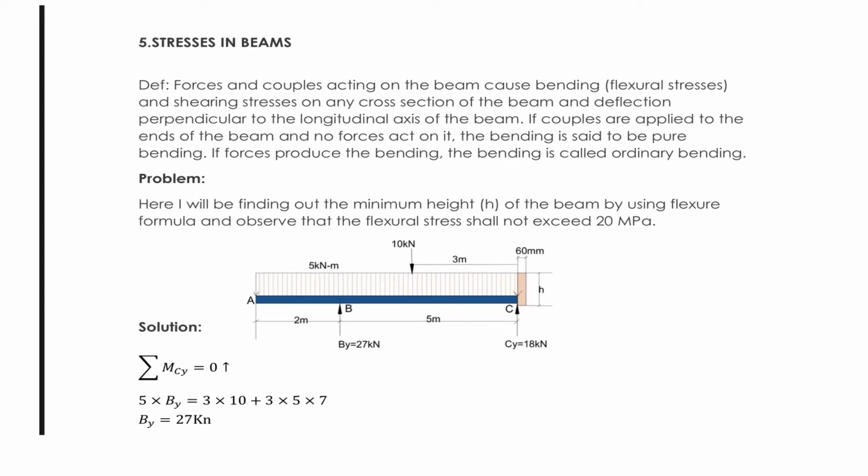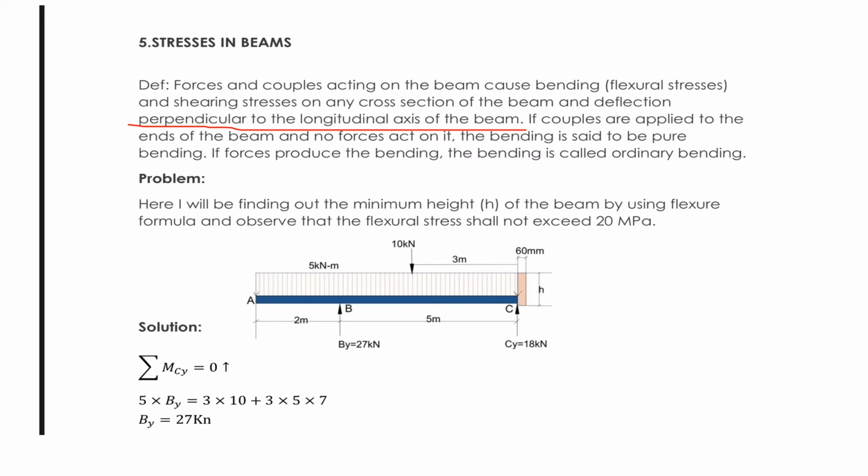And the fifth lesson module is stresses in beam. Forces and couples acting on the beam cause bending, flexural stresses, and shearing stresses on any cross section. Any cross section of the beam will deflect perpendicularly to the longitudinal axis of the beam. It is said to be pure bending, the force produced will be bending moment, and the bending is also called, for example, ordinary bending.